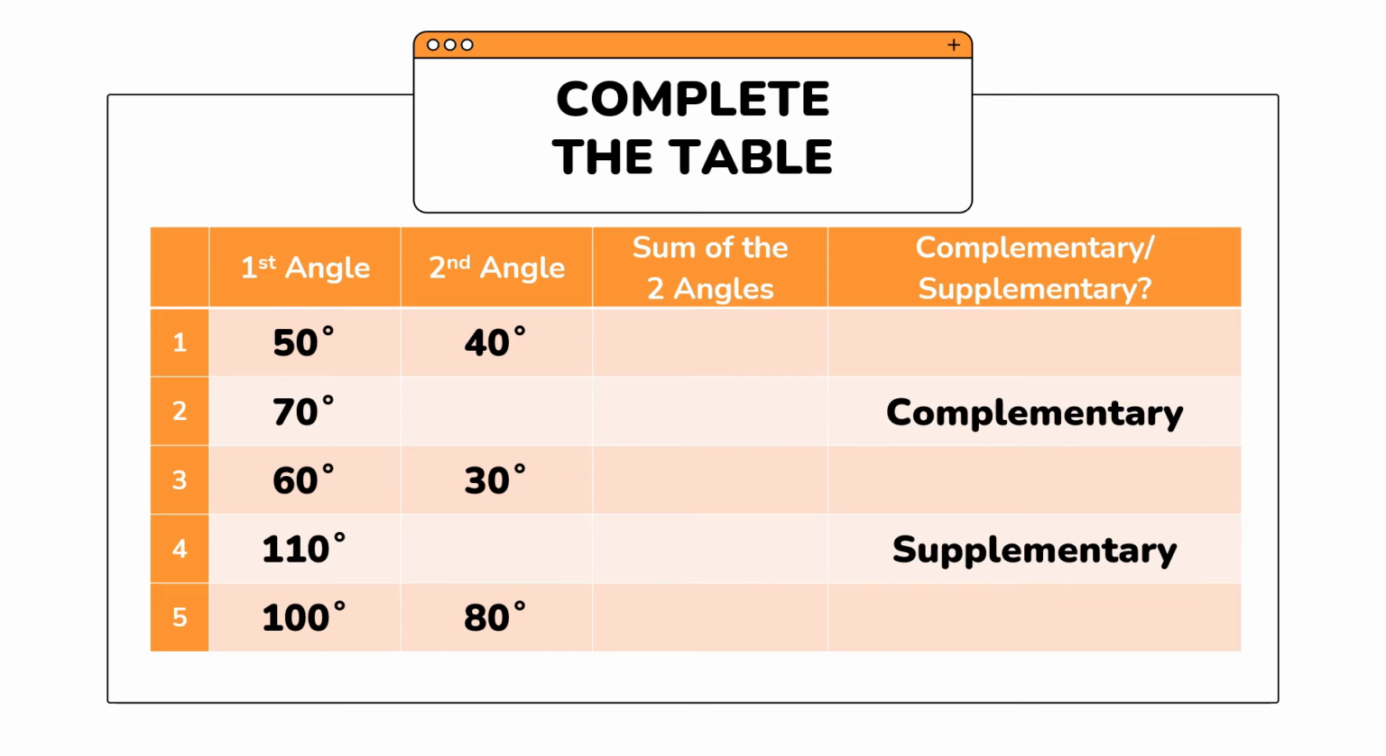That's very good. Now, for the third example, number 3, the given are 60 as the first angle, 30 as the second angle. Now, we're going to find the sum and identify if it's complementary or supplementary. Okay? What's the sum of these 2 angles?